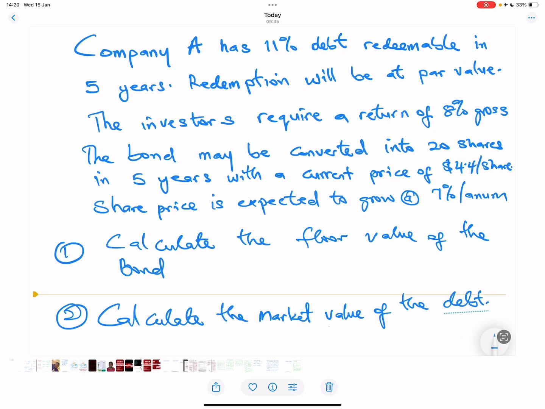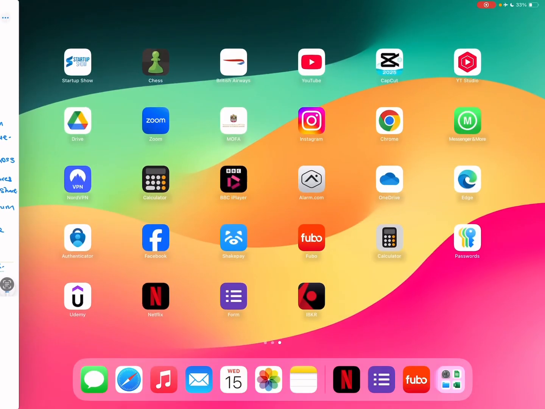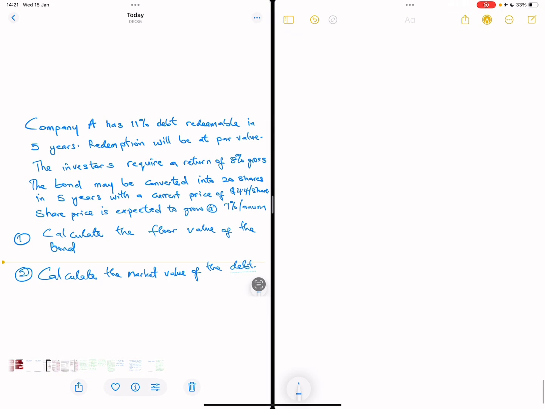So we have this company. Let me split the view. Company A has 11% debt, redeemable in 5 years. Redemption will be at par value. The investors require a return of 8% gross. That is the cost of capital. The bond may be converted into 20 shares in 5 years, with a current share price of 4.4. The share price is expected to grow at 7% per annum.